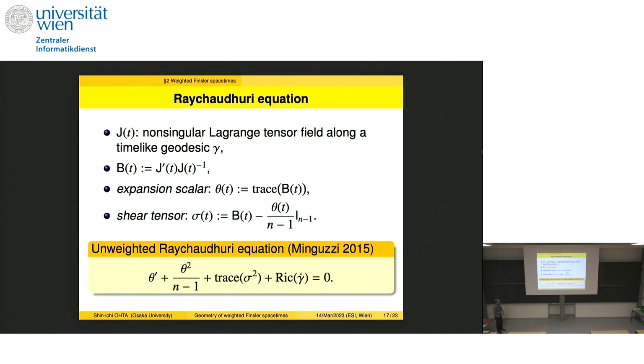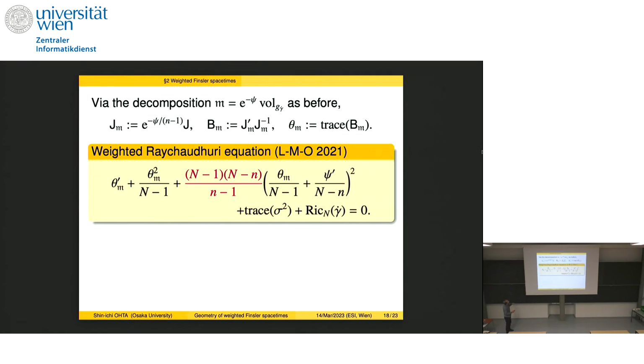We first have this Raychaudhuri equation for Lorentz-Finsler, I mean, the unweighted case. So this is by Minguzzi. And then we modify these quantities into the weighted case. And actually, it's done like this. So we again decompose the measure like this. And by using this weight function, we modify these quantities like this. And actually, sigma is the same. Actually, we can define sigma depending on the measure, but it coincides with the unweighted sigma.